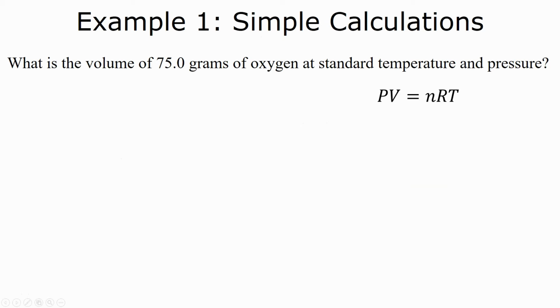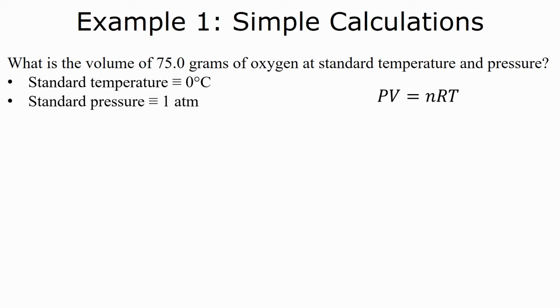For example, what is the volume of 75 grams of oxygen at standard temperature and pressure? Well, there's a lot here that we haven't been told explicitly. First off, what is standard temperature? Standard temperature is defined as exactly 0 degrees Celsius. And standard pressure is exactly 1 atmosphere.